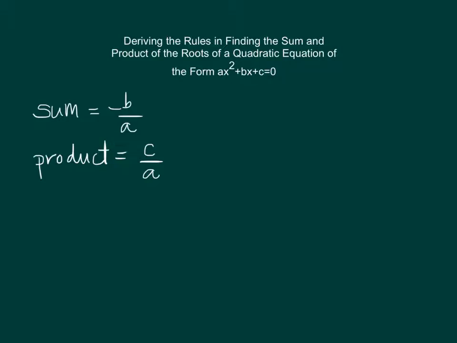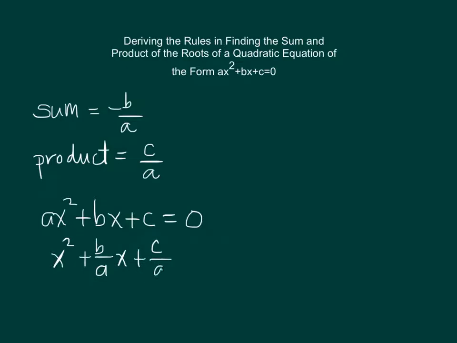So let's start with the quadratic equation itself. So ax squared plus bx plus c is equal to 0. Now note that this equation can be transformed into x squared plus b over a x plus c over a is equal to 0 if we multiply the equation by 1 over a on both sides.